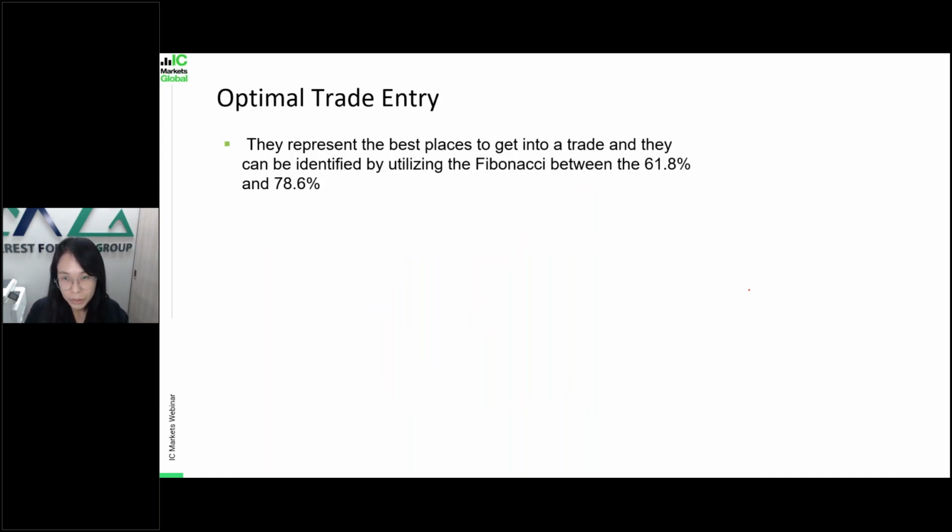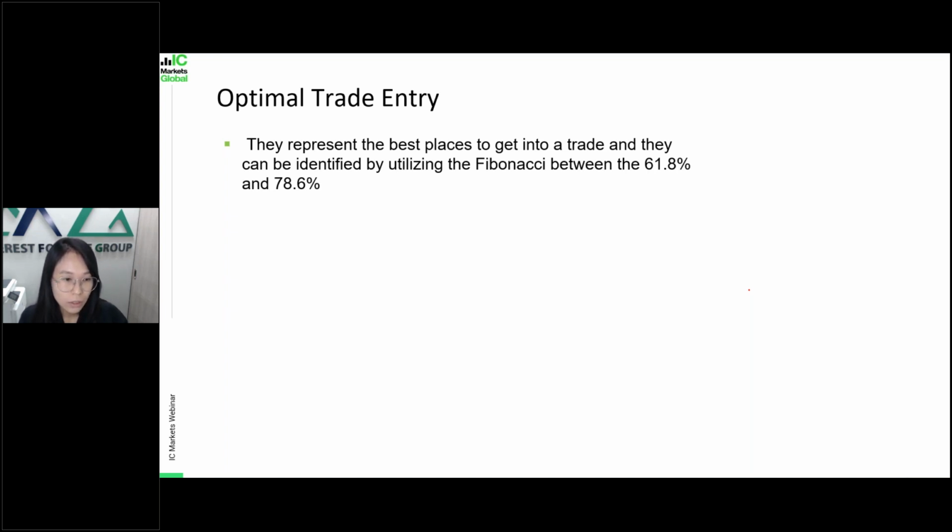And the optimal trade entry, which is also the best place to get into a trade, can be identified by using the Fibonacci. The best levels are actually 61.8 and 78.6.